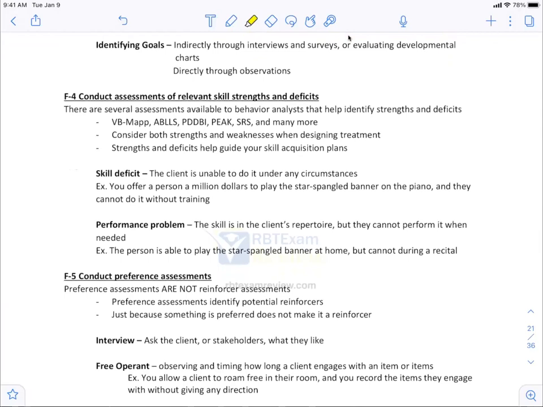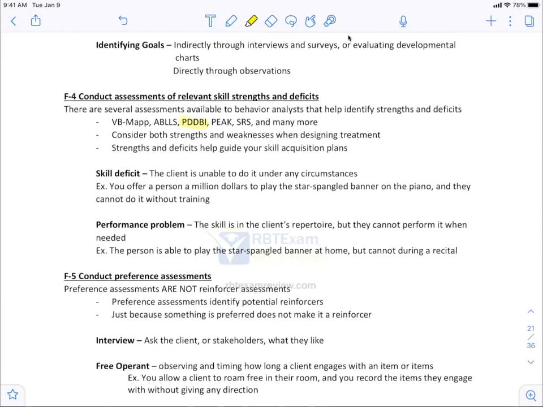For example, insurances like TRICARE might require the PDDBI, but you may never use that if you don't work with kids with TRICARE insurance. The VB-MAP and the ABLLS are two of the most popular assessments for young children with developing skills. Okay, but there's no specific criteria for what you should use. That's kind of up to you. So you need to identify, am I looking at social skills? Am I looking at beginning communication skills? Am I looking at motor skills? What am I trying to evaluate? And then go from there.